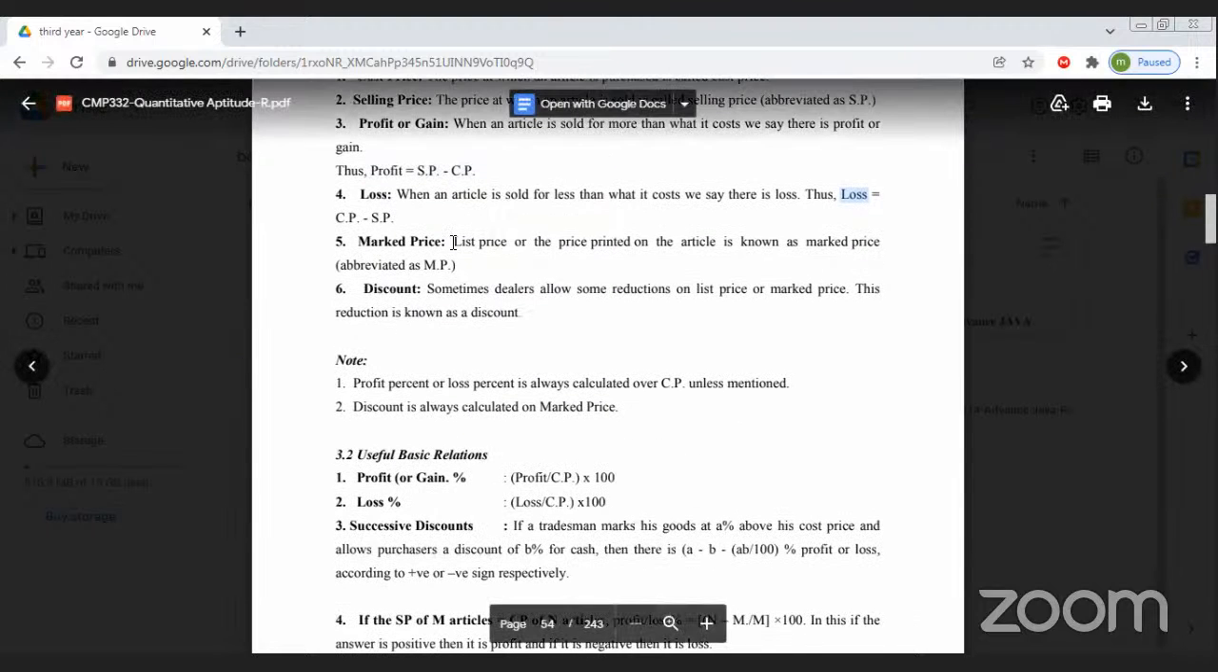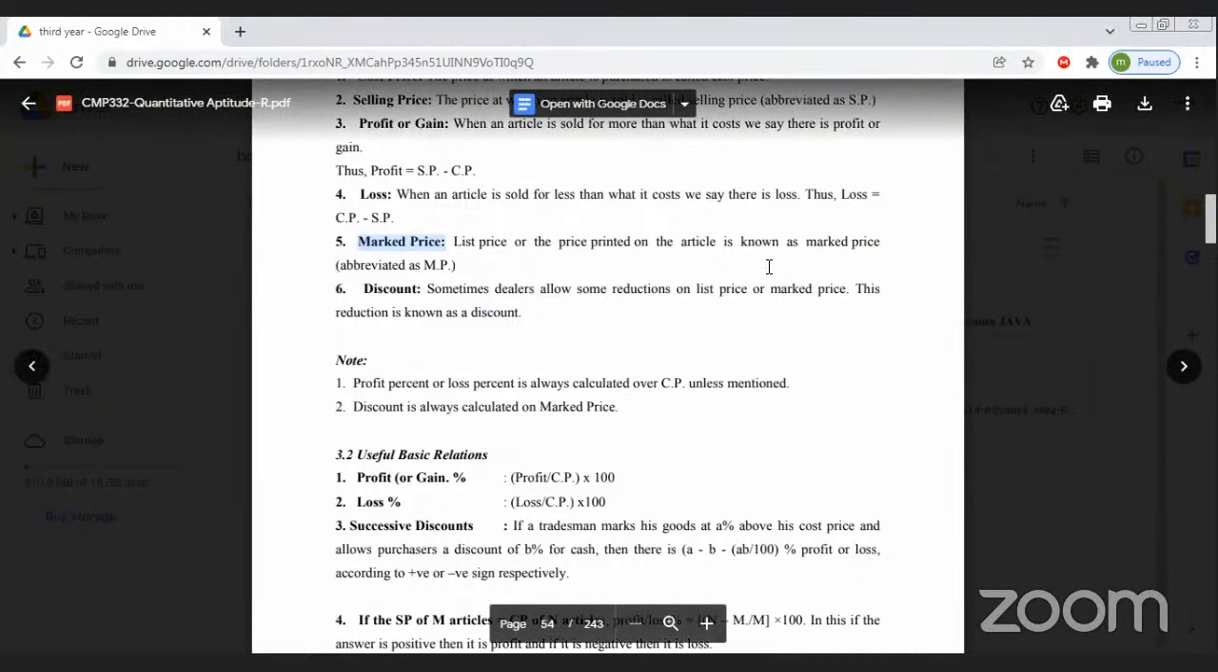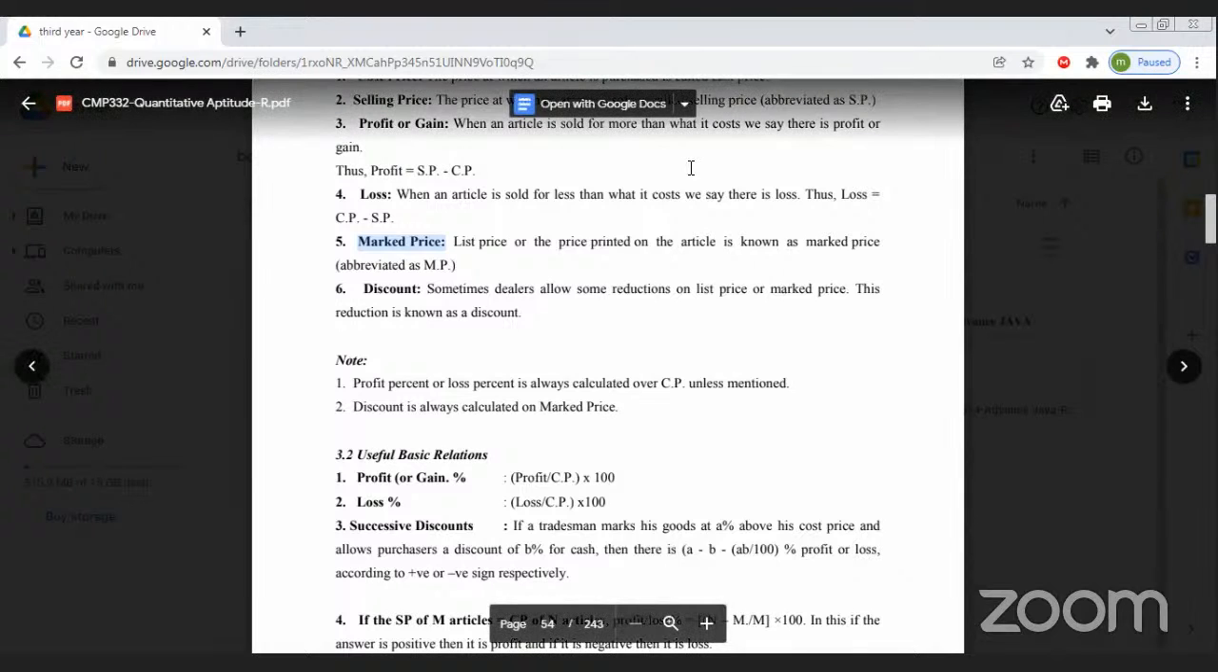Market price. See, mark price is what? The list price or the price printed on the article. For example, let's say you visited a mall, and you were going to purchase some item, and the barcode had some price. Let's say the barcode for that item shows 135 rupees. Then this 135 becomes your mark price because it is the price printed on that item.